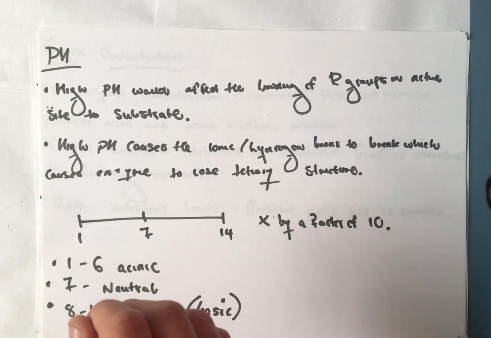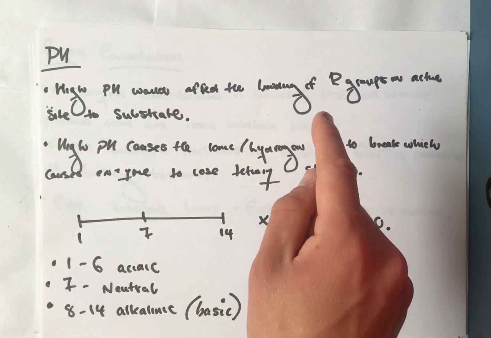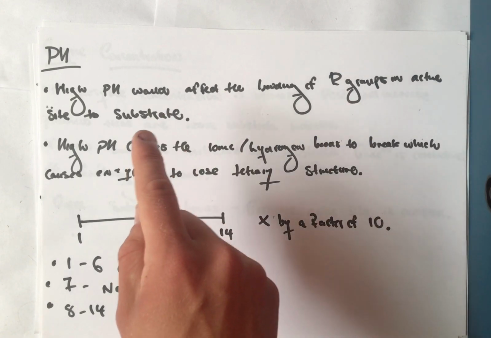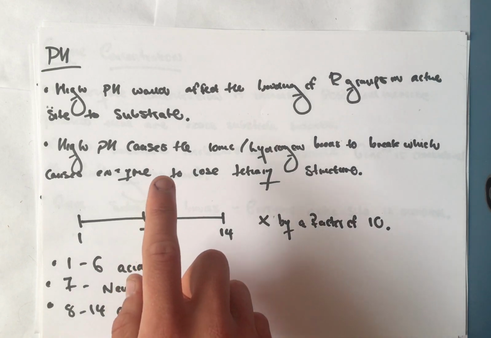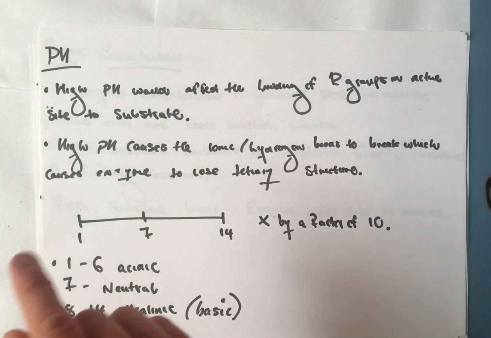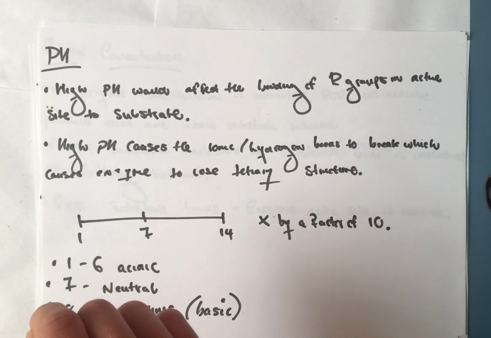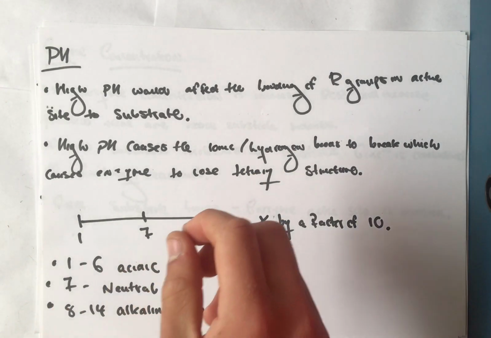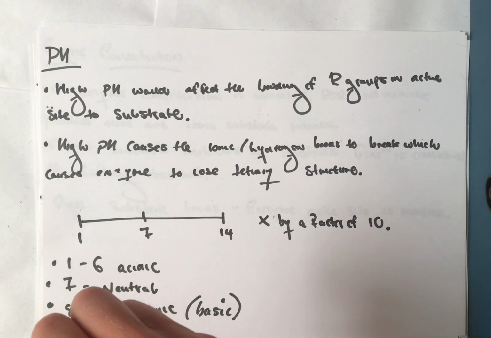The way that pH affects the enzyme is that a high pH affects the binding of the R groups. Remember, the R group is a variable group attached to every amino acid. It affects the binding of the R groups to the active site of the substrate molecule. In addition, a high pH causes the ionic and the hydrogen bonds to break within the enzyme. Therefore, the enzyme loses its unique 3D structure, and it then becomes known as denatured because the enzyme active site changes. The substrate molecule is unable to bind to the enzyme active site.